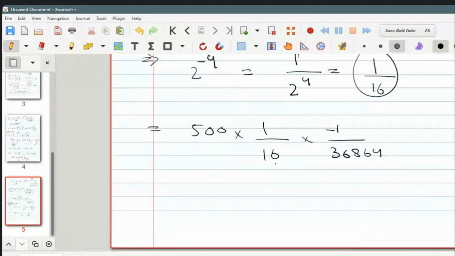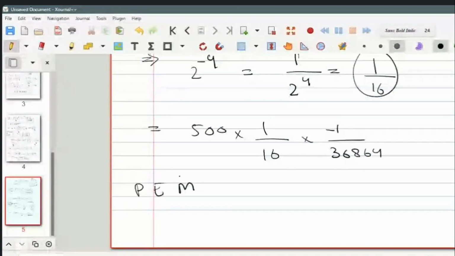Now what is the third option? PEMDAS. Okay, please see this question. We have done exponents. We have done parentheses. Now multiplication is remaining. So how can we do the multiplication? Okay, please note this thing. So it is -1.